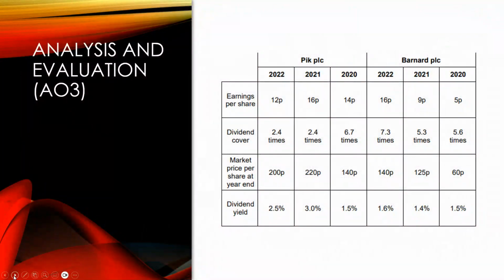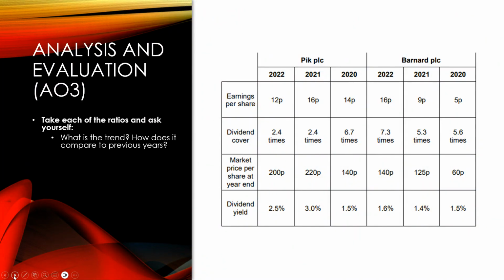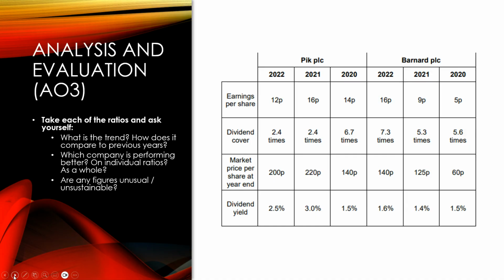Okay, analysis and evaluation. I'm not going to go back through this again. Hopefully you've printed yourselves off a copy of this question, but take each of those ratios and ask yourself, what is the trend? How does it compare to previous years? Which company is performing better on individual ratios and overall as a whole? Are there any figures that are unusual or unsustainable? So dividend cover is one to look at there. What will that mean in the short term?